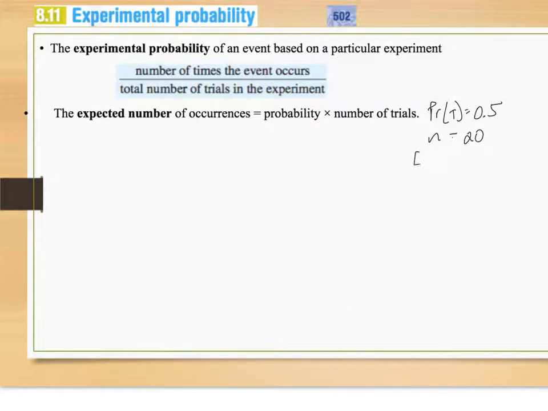Now remember, this expected value will be the probability times the number of trials. In that case, it will be 0.5 times 20. So I can expect around about 10 tails. This is then not what it will be, but what I should get.